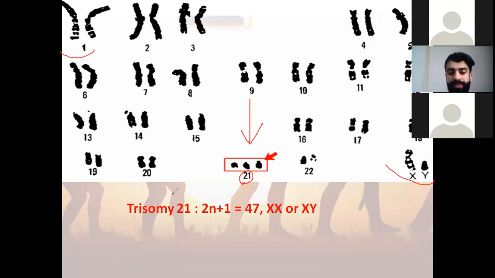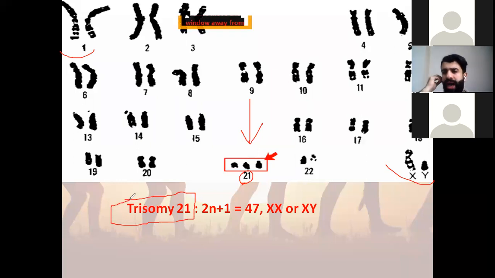Since we have 3 copies, this case is called trisomy. So trisomy at position number 21 is called trisomy 21. It's called Down syndrome, also known as Mongolism.